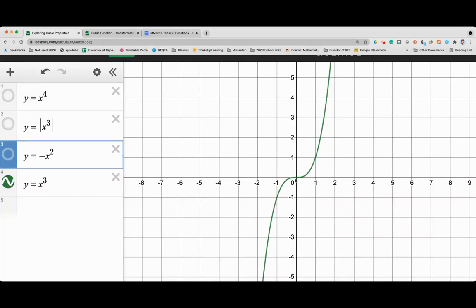And that means we don't have a maximum and a minimum. What we have is a point at which the concavity changes. At 0 for this basic graph, or base graph of x cubed, it's concave down until x equals 0, y equals 0, and then it's concave up.